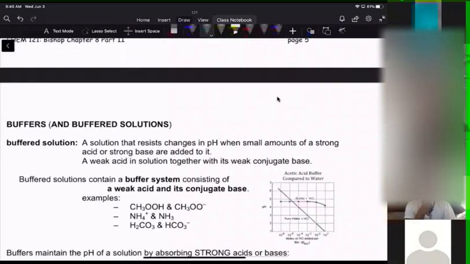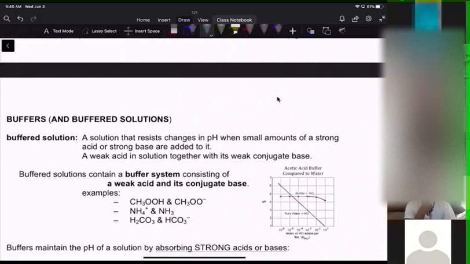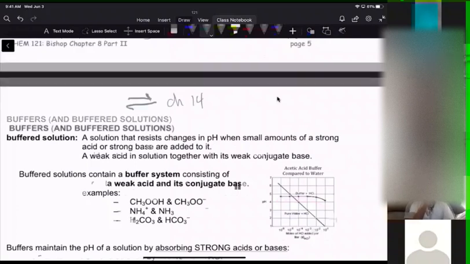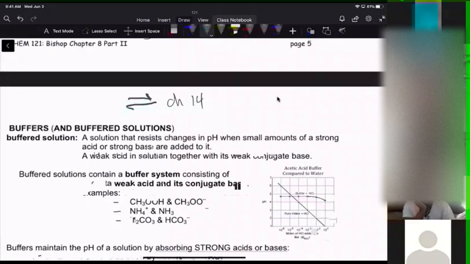I want to talk a little bit about buffers, and then we're going to switch over to the chapter 14 worksheets to talk about these two-way arrows. So we're going to talk a little more about that type of reaction, and then we're going to come back to buffers. And then in our next lab, we'll see the colors and take a look at this behavior. So we're really doing the preparation for your lab.